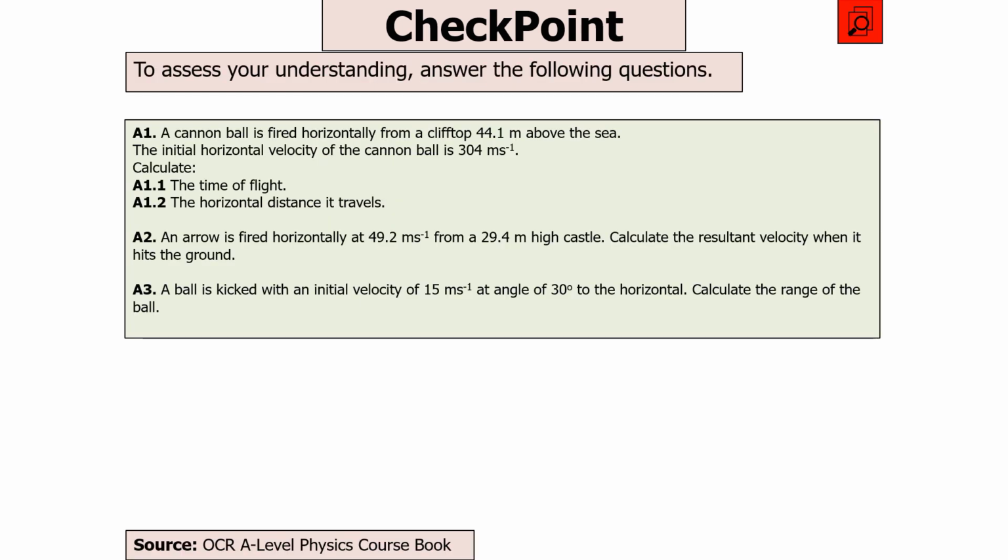The next question says a cannonball is fired horizontally from a cliff top 44.1 meters above the sea. The initial horizontal velocity of the cannonball is 304 meters per second. Calculate the time of flight and the horizontal distance it travels. Then an arrow is fired horizontally at 49.2 meters per second from a 29.4 meter high castle. Calculate the resultant velocity when it hits the ground. And then a ball is kicked with an initial velocity of 15 meters per second at an angle of 30 degrees to the horizontal. Calculate the range of the ball. So pause the video now, then unpause the video when you want to go through your answer.